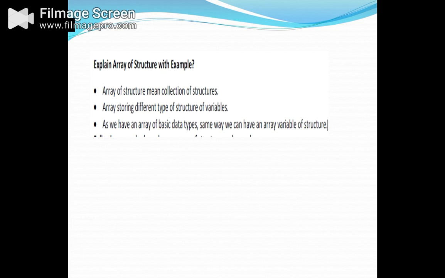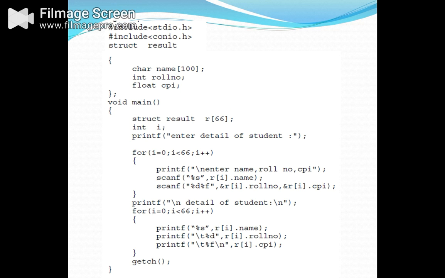Explain array of structures with an example. Let's see what we mean by array of structure. As of now, we have learned only to create one variable or two variables separately. But sometimes we need to create many structure variables at the same time, just like an array. Let's see this with an example.